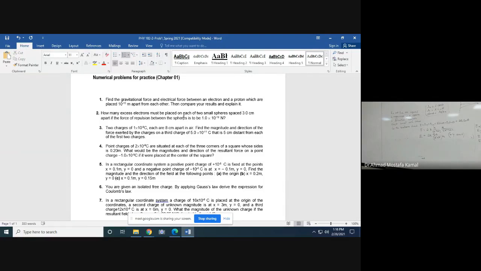How many excess electrons must be placed on each of 2 small spheres, spaced 3 centimeters apart, if the force of repulsion between the spheres is to be 1 into 10 to the power minus 19 Newton. So in this case, there are two spheres and some excess electrons are placed so that they become charged, so they will repel each other, and the distance between them is 3 centimeter, and the force of repulsion is 1 into 10 to the power minus 19 Newton.